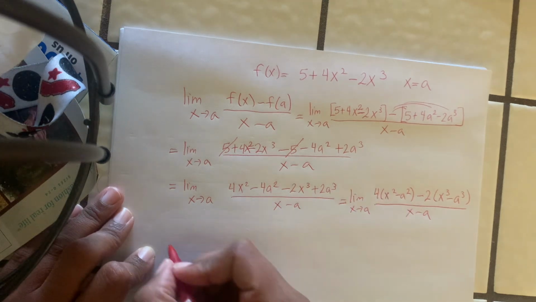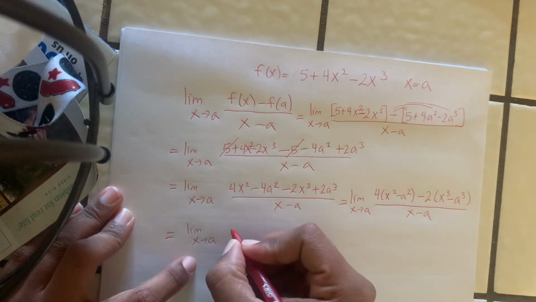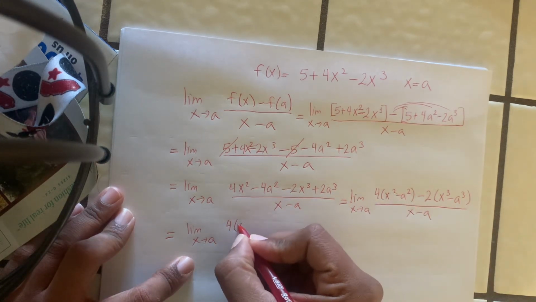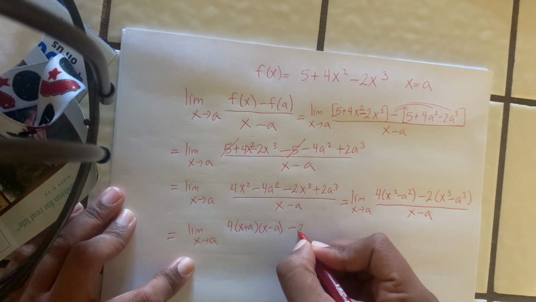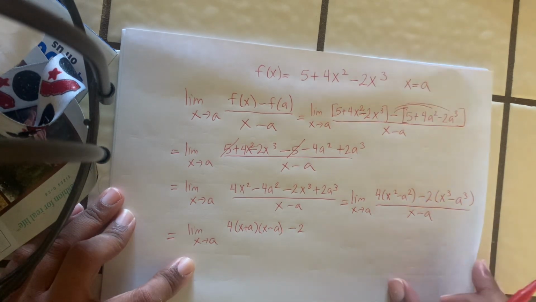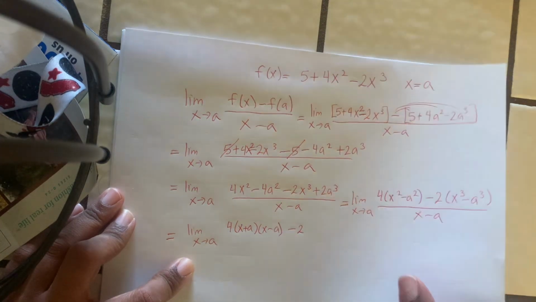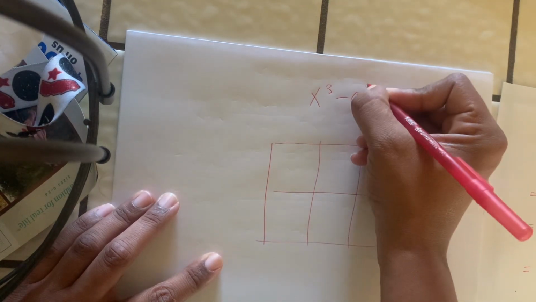Okay? Now, I know mathematically I have the limit as x approaches a, and I know that this x squared minus a squared is just x plus a, x minus a, minus 2. And then I know this here factors as well. But what I'm going to do is do this on a scratch paper, and then we'll come back to this. So I have here x cubed minus a cubed.